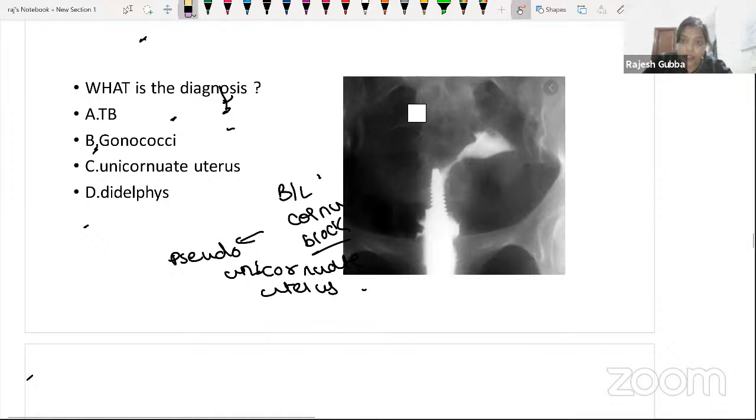Okay, you see two horns. See closely, you will definitely appreciate them. You have an angle also here. If it is a true unicornuate uterus, you will see banana shaped and you will see a single fallopian tube. This is a bilateral cornual block which is looking like a pseudo unicornuate uterus. Do you know what is a condition which leads to a pseudo unicornuate uterus? It is the tuberculosis. Excellent, Chandu. The answer here is tuberculosis.